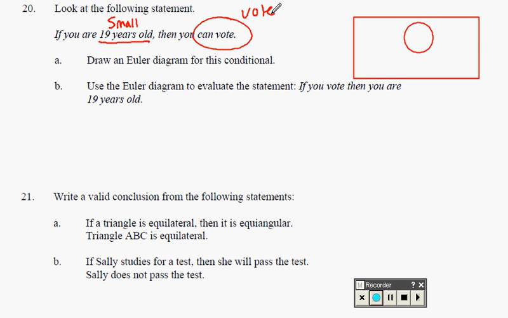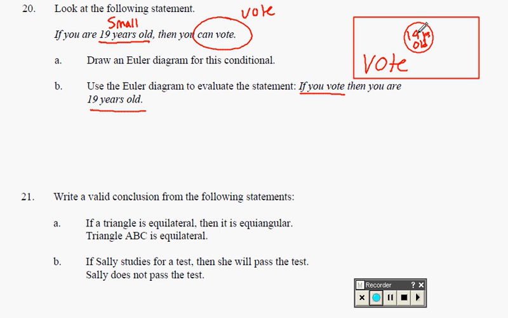So in terms of this diagram, the box is much larger than the circle. So we're going to say the people that can vote go in the box, and the people that are 19 years old go in the circle. We can use this diagram to evaluate the statement, if you can vote, then you are 19 years old. People that can vote are anywhere inside this box. People that are 19 years old are only inside this circle.